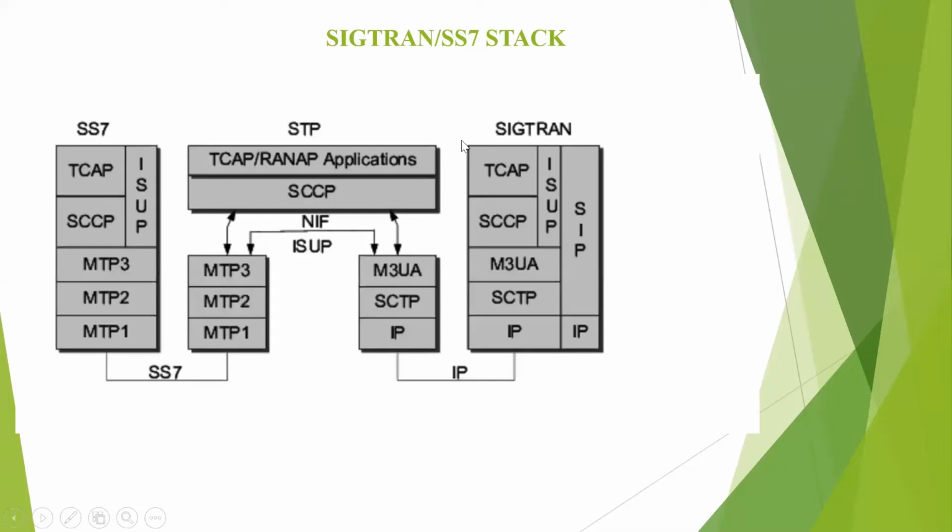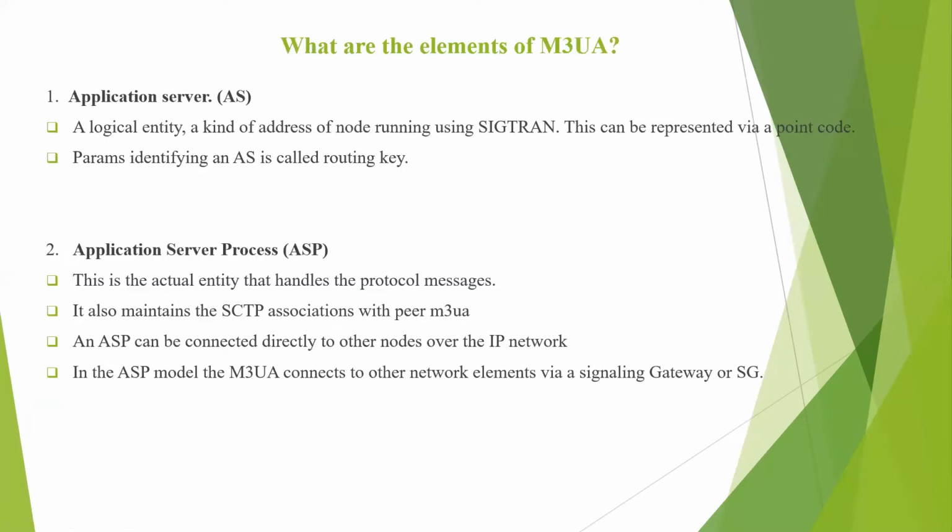I think this is just an overview. Just go back. An overview of how SS7 and SIGTRAN integrate together. I'll go to the core elements of M3UA, which I can start with the application server. This is kind of an address of a node running using SIGTRAN. This can be presented as a point code, and a parameter of an application server is called the routing key.